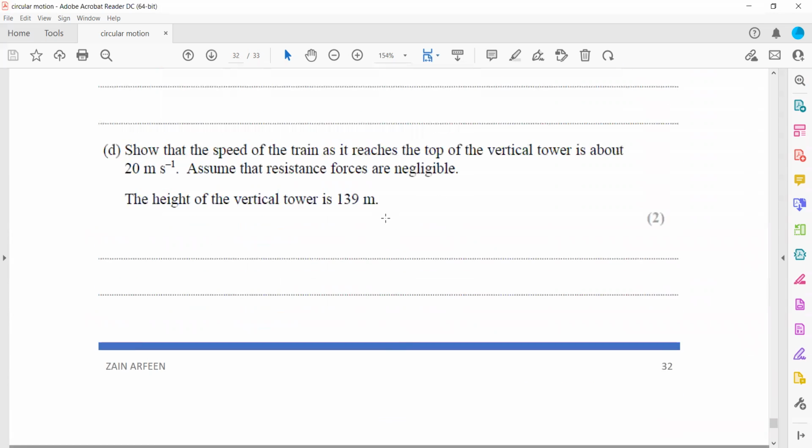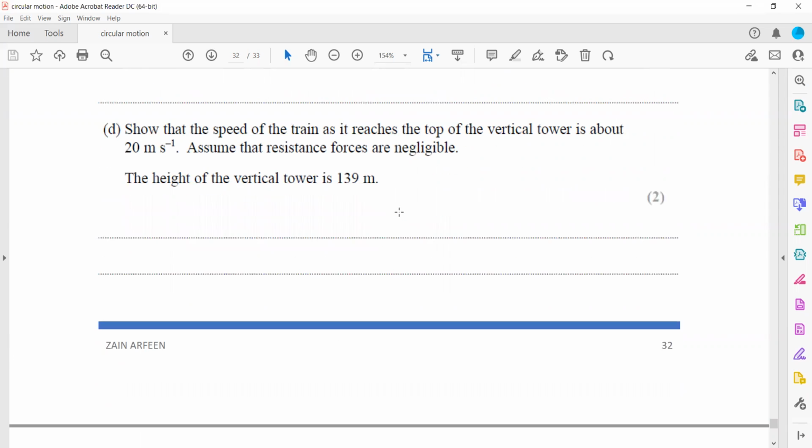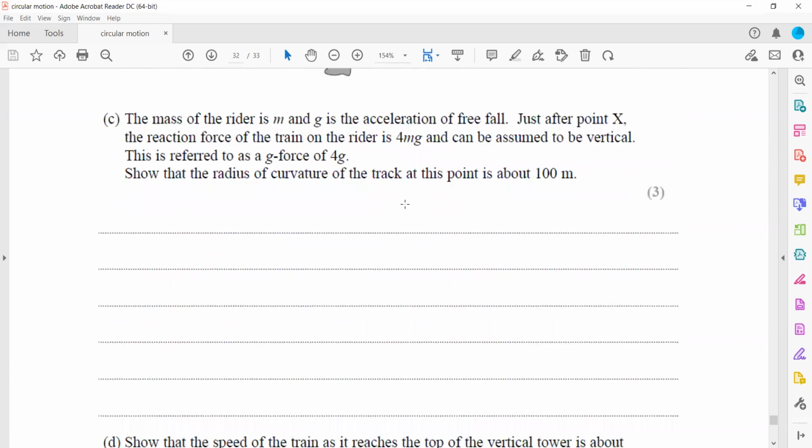in which we have to show that the speed of the train as it reaches the top of the vertical tower is about 20 meters per second. Assume that the height of the vertical tower is 139 meters. So the height of the tower is about 139 meters.